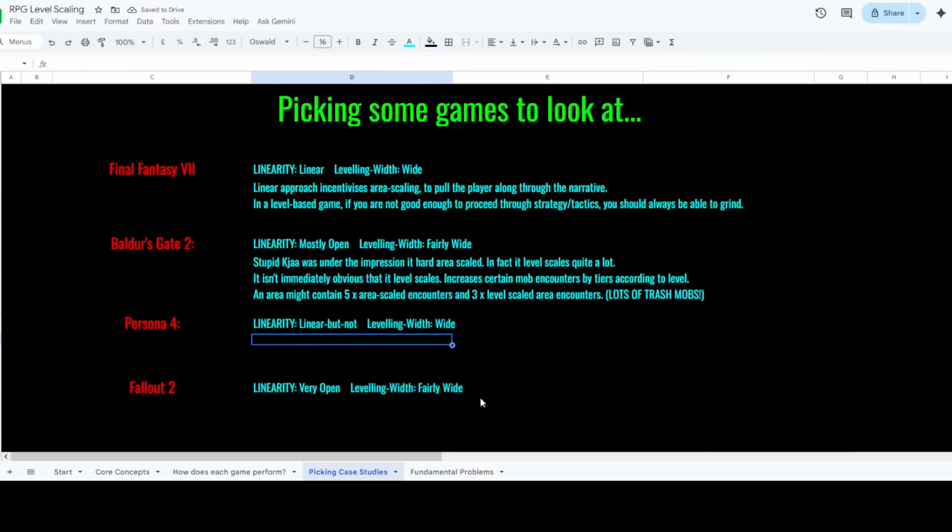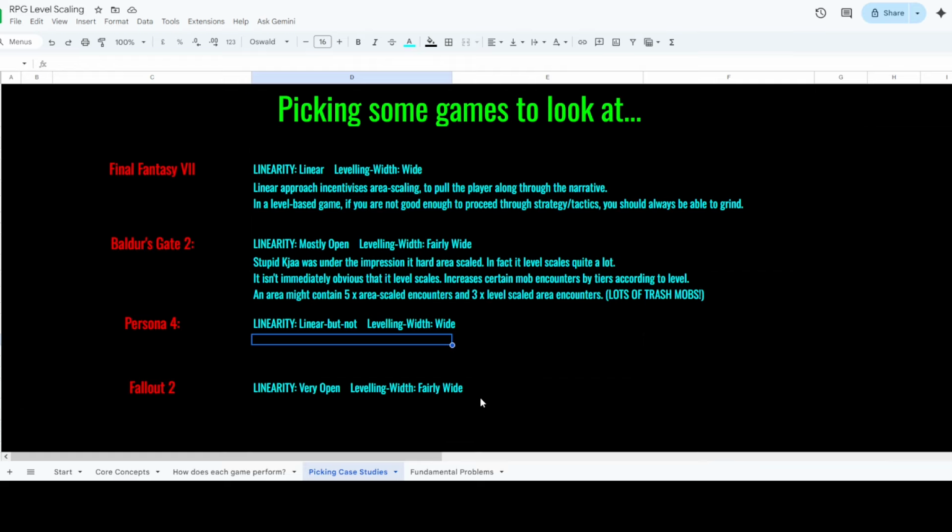So, Persona 4. Now Persona is an odd one here. I've played Persona 3, 4 and 5. Persona 4, to my mind, is the best of those. I think 3 lacks polish, and I think 5 is just far too slow paced for the amount of depth the game has.